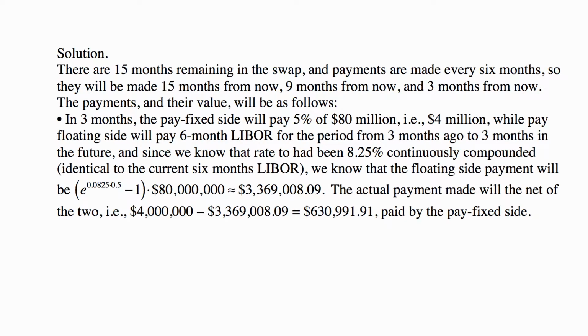So there are 15 months remaining in the swap, and payments are made every 6 months. So there will be payments made 15 months from now, when the swap ends, 9 months from now, 6 months before that, and 3 months from now, 6 months before that again. The payments and their value will be as follows.